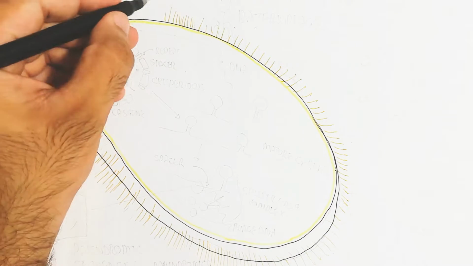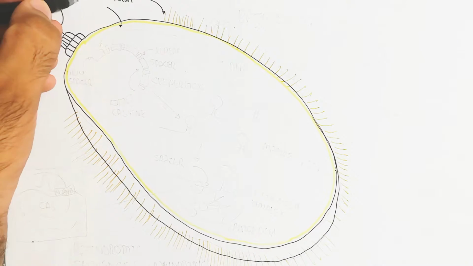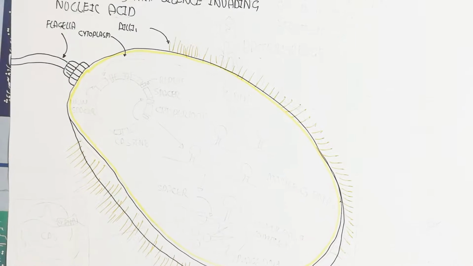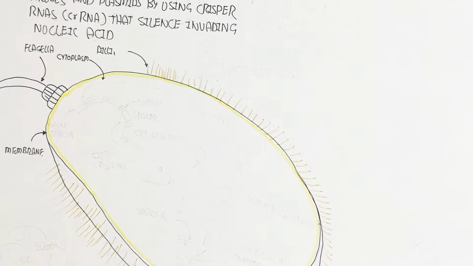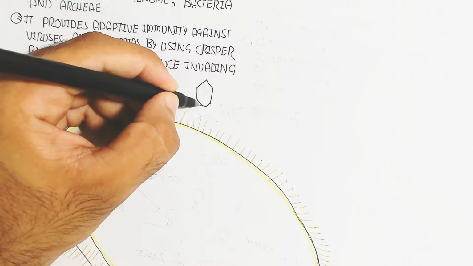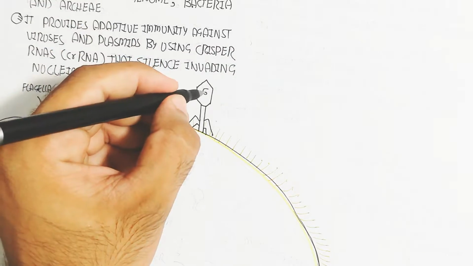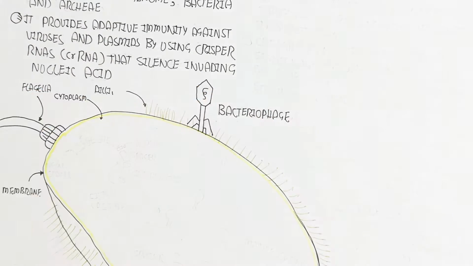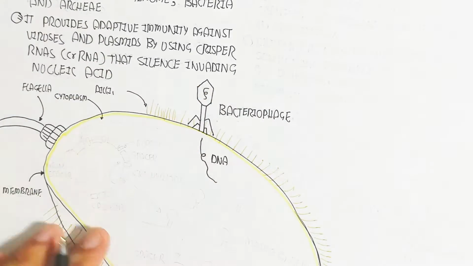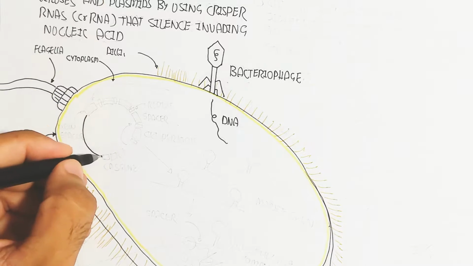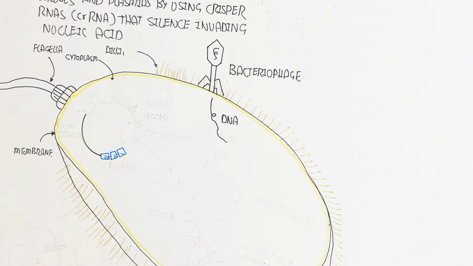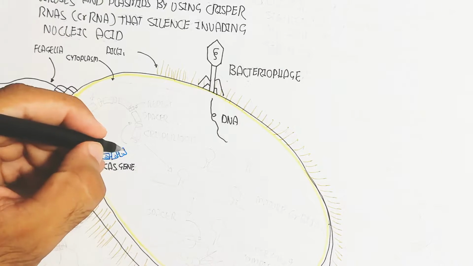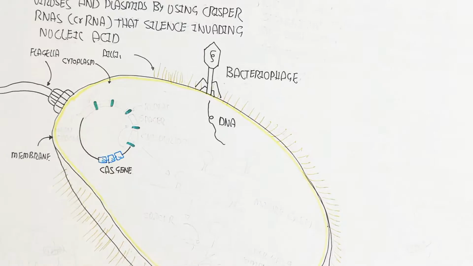Here I am drawing the bigger picture of Escherichia coli, which contains the plasma membrane, cytoplasm, membrane, and the pili. On the other hand, this is the bacteriophage, which contains DNA. This DNA will be injected after landing, penetration, contraction, and transformation.